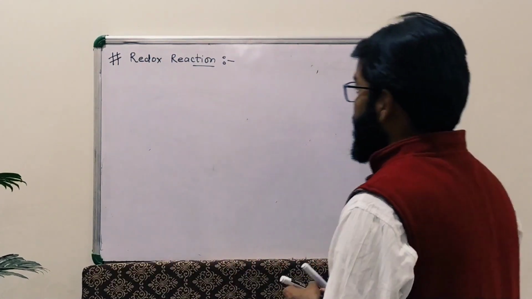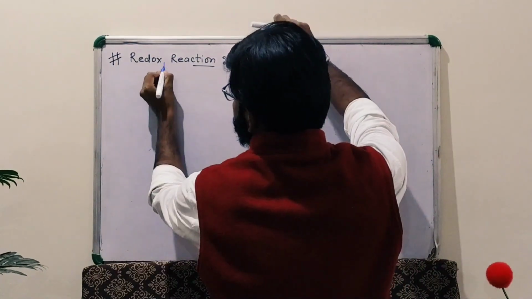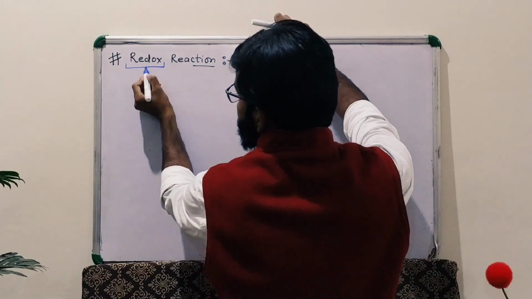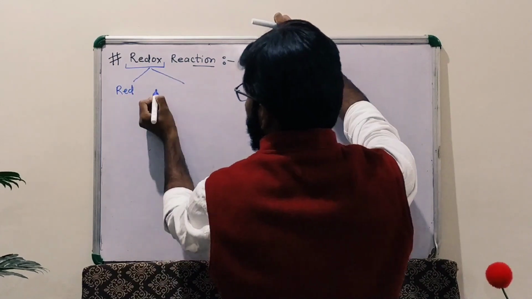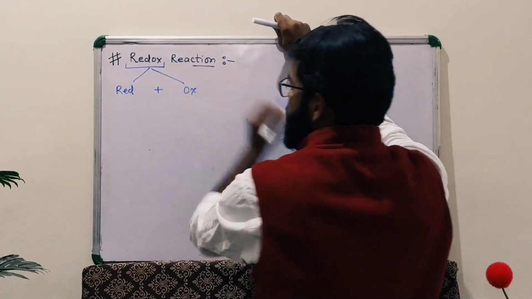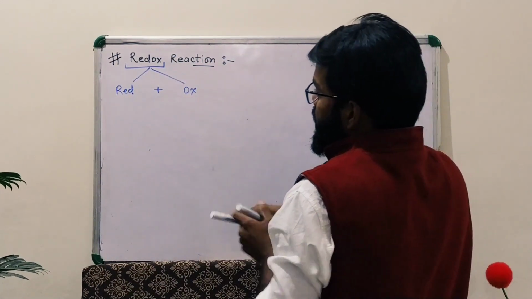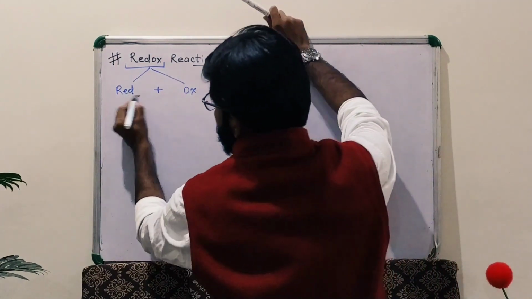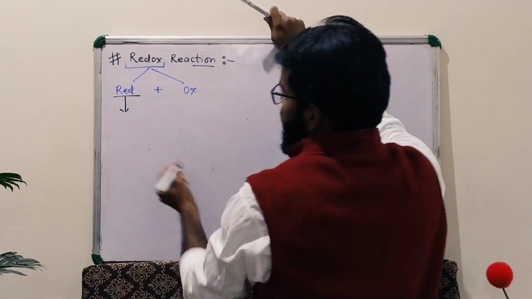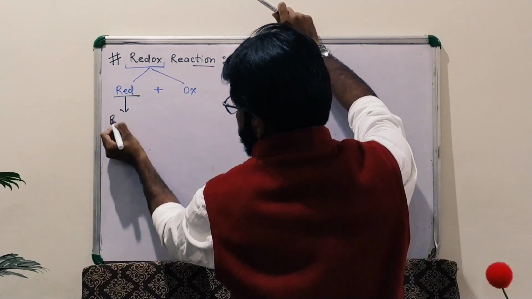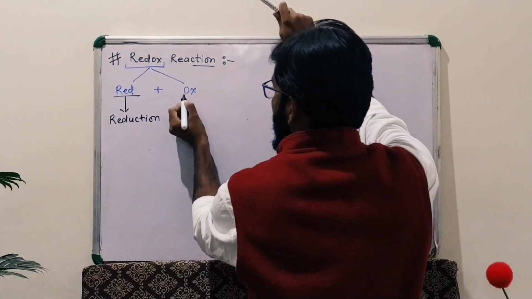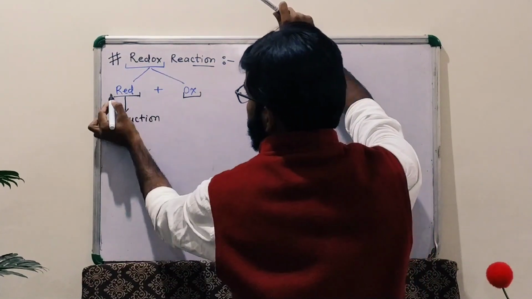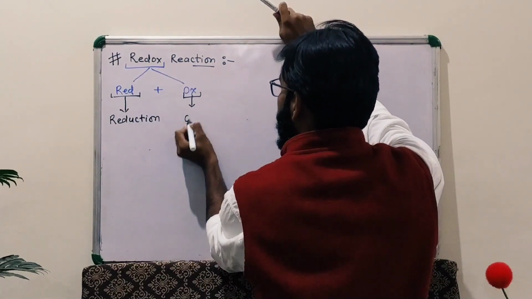Today we will discuss redox reaction. The term redox, R-E-D-O-X, itself consists of two parts. One is red plus ox. This term red stands for reduction and ox stands for oxidation.